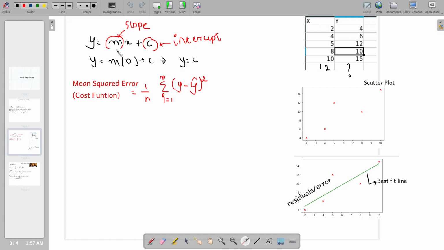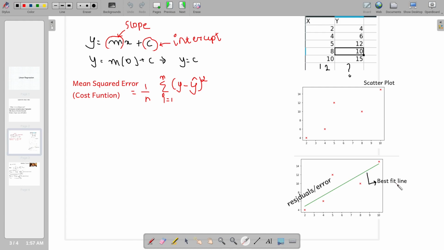Slope is nothing but how much my y changes when there is a unit change in x when the rest of the features are kept constant. And c is my y-intercept. When x is equal to 0, we get the y-intercept. Now if I plot this line on the given data, it would be similar to this line. Now this line which fits the data perfectly is called the best fit line.